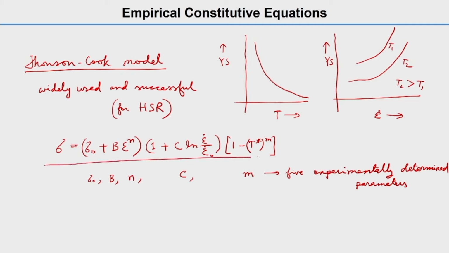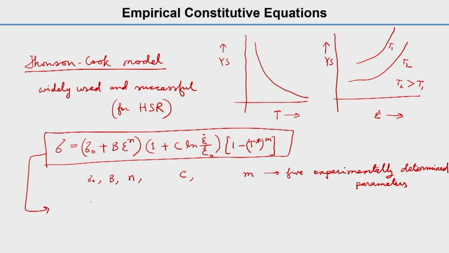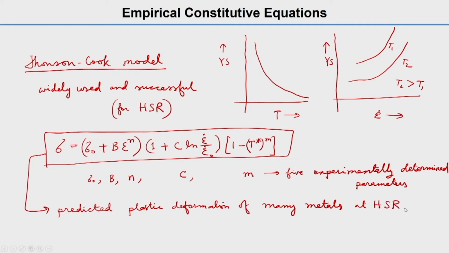So this equation, this model, was very successful, and has predicted the plastic deformation of many, especially metallic materials. This is for metallic materials, many metals under high strain rate loading. So these predictions are very successful for many metallic materials, and these parameters are already available.